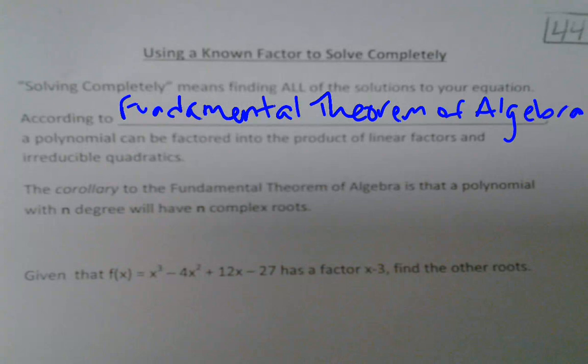a polynomial can be factored into the product of linear factors, things like x minus 2 or 2x plus 3, and irreducible quadratics. Irreducible quadratics means that they do not have any real solutions. The corollary to the fundamental theorem of algebra is that a polynomial with n degree will have n complex roots. So in this first problem, if I have a degree of 3, it means I should have 3 roots in my answer.